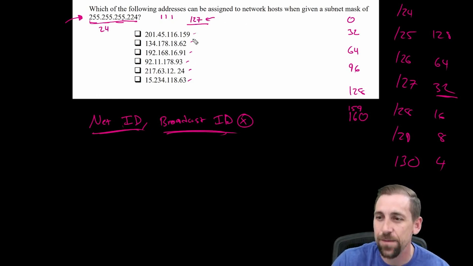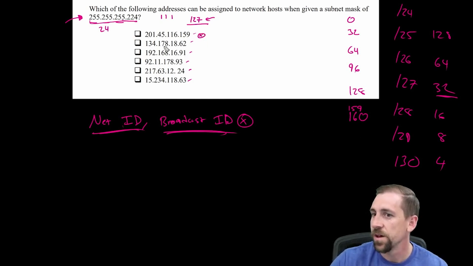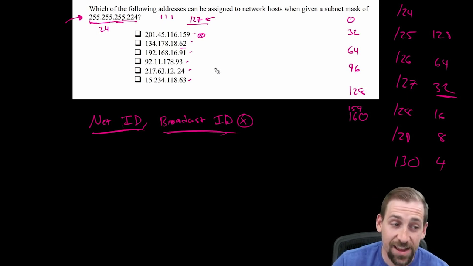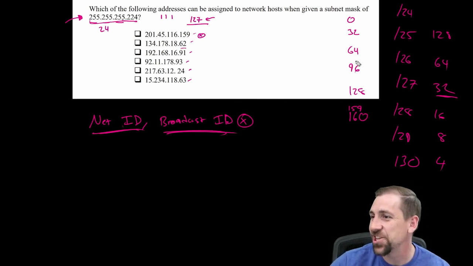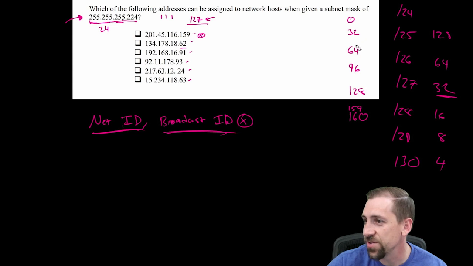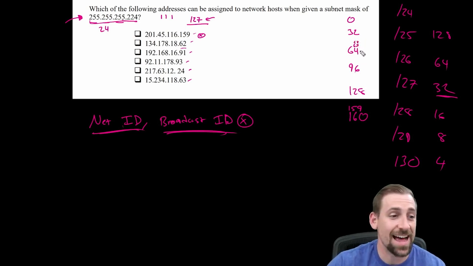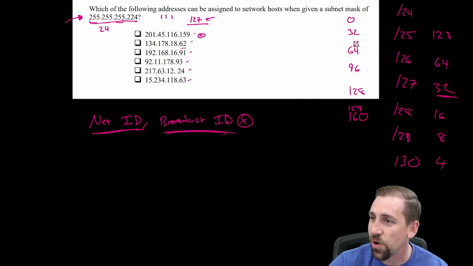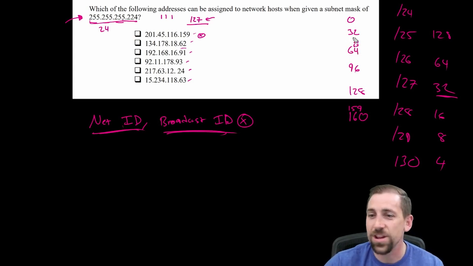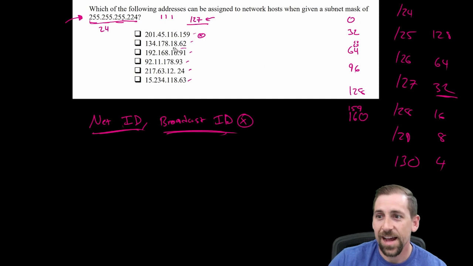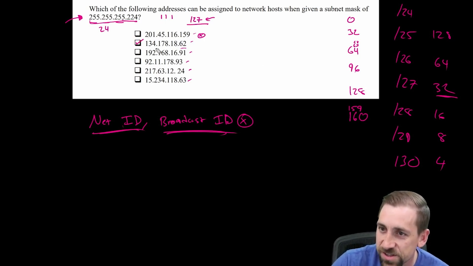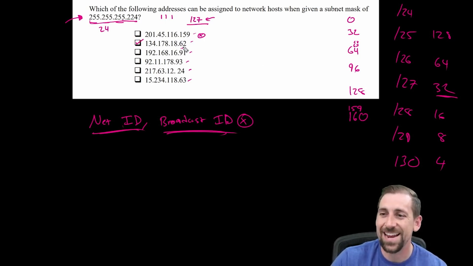Which of the following addresses can be assigned? This cannot be assigned, so I'm not going to check that. 62. Remember I said I'm just looking at the last octet. 62 is between 32 and 63, which is the last IP in this space. 62 is actually the last valid. 63 is the broadcast of the 32 network. And so 62 is a valid host. So 134.178.18.62 is a valid host.